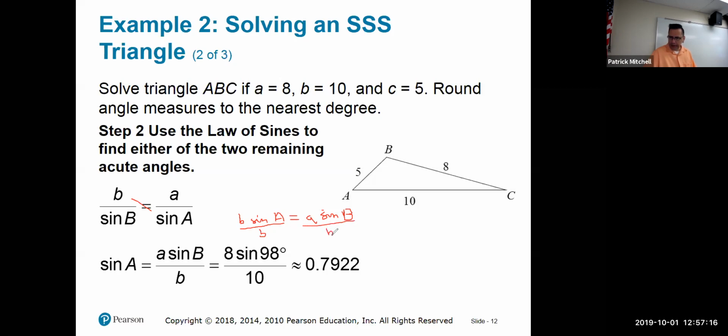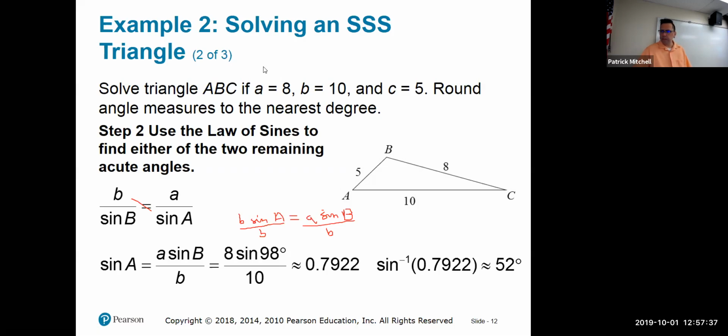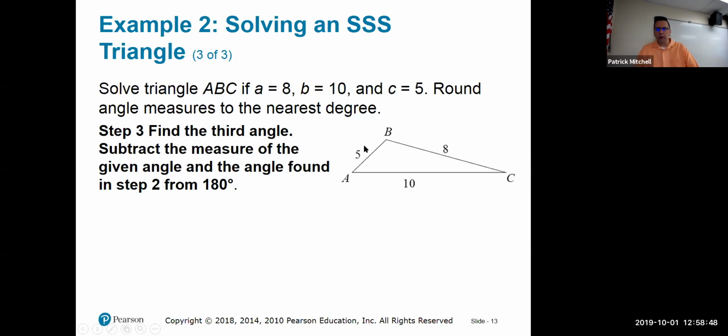All right, so I plug in A is 8. I plug in 98 degrees for B. I plug in 10 for little b. The sine of A is about 0.7922. So if you take the inverse sine of that, that gives you angle A, which is about 52 degrees. All right, so now all the hard work is over. Of course, we were given all three sides and we found two of the angles. So to find the third angle, you just use the fact that they add up to 180 degrees.